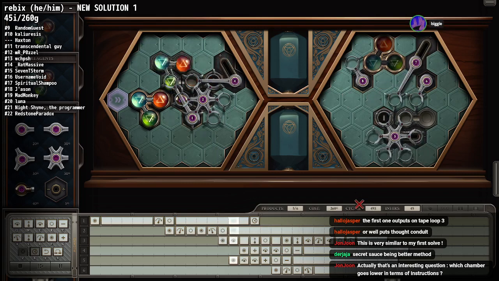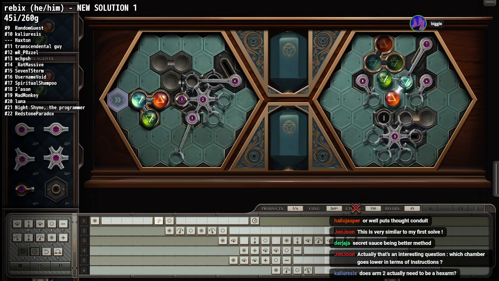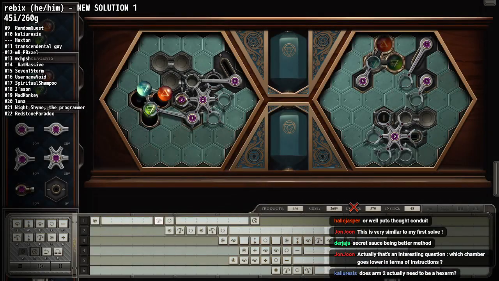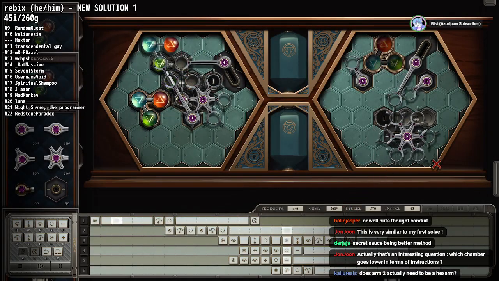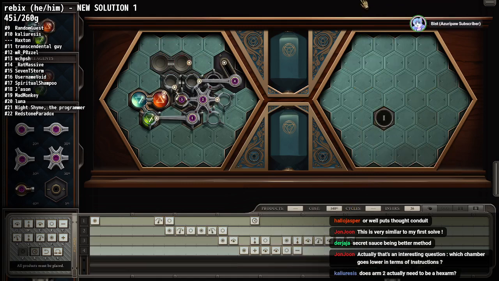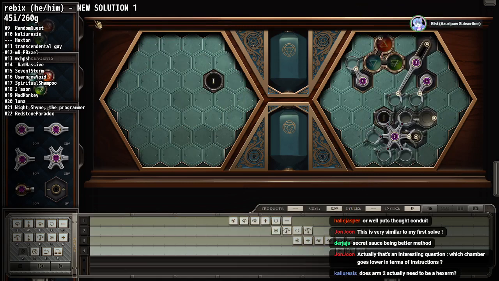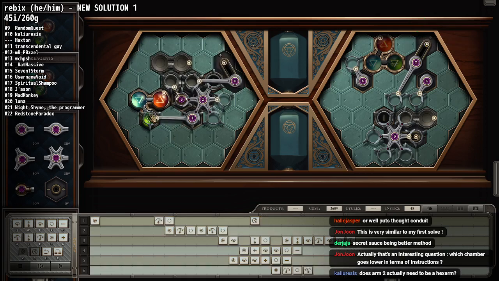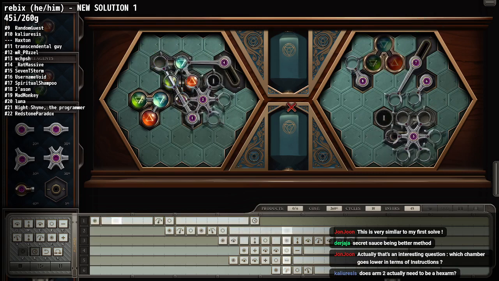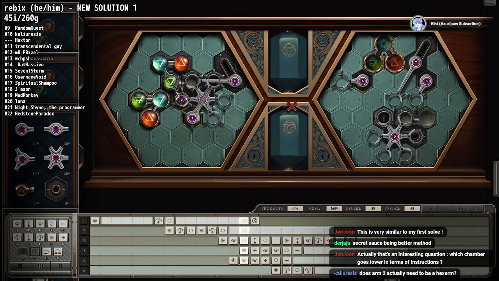John's thinking about the question, and I'm thinking which chamber goes lower in terms of instructions. As of now, the left chamber has 26. The right chamber has 19. Yeah, there's no way arm 2 needs to be a hex arm. I don't believe it. Does it return? It returns.